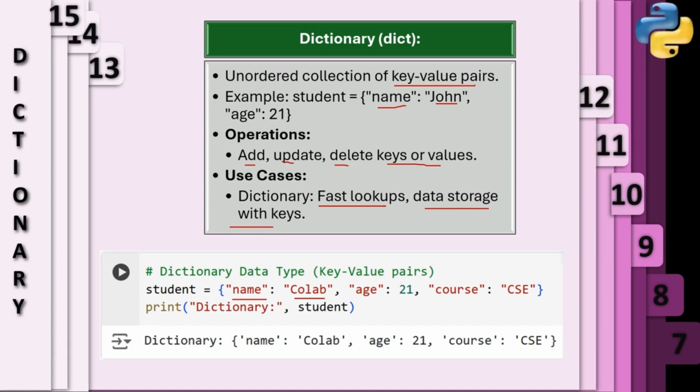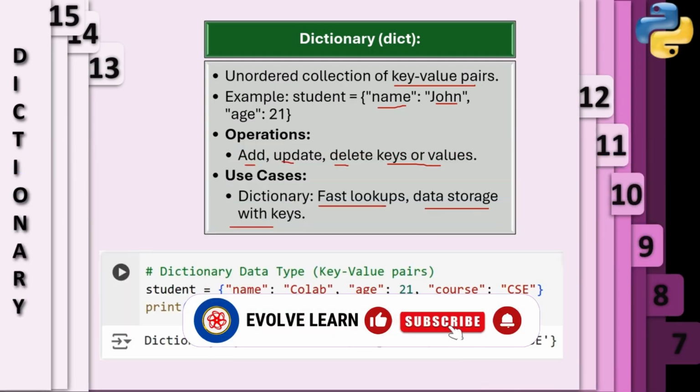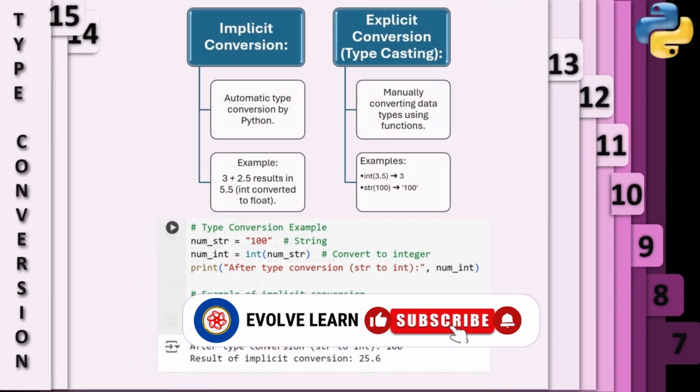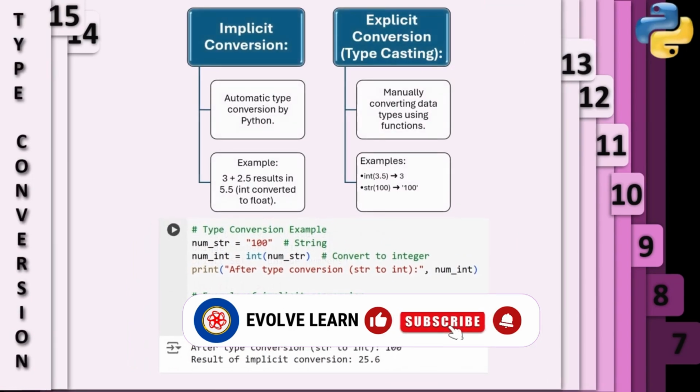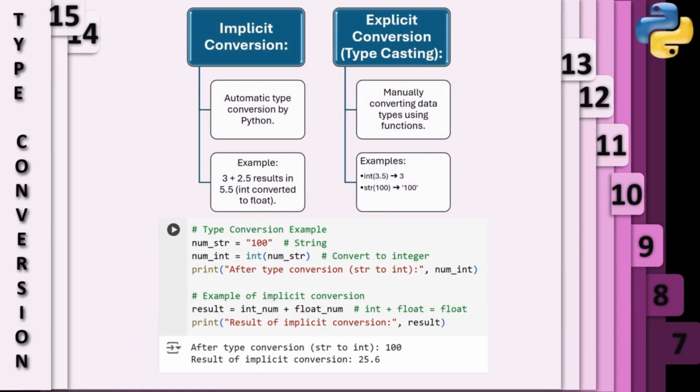Next, we will explore an interesting concept called type conversion. Type conversion is the process of converting one data type to another data type. There are two main types of conversion: implicit conversion and explicit conversion. Implicit conversion is an automatic type conversion done by Python, whereas in explicit conversion we manually convert the data type using functions. Implicit conversion is done by the interpreter to prevent data loss.